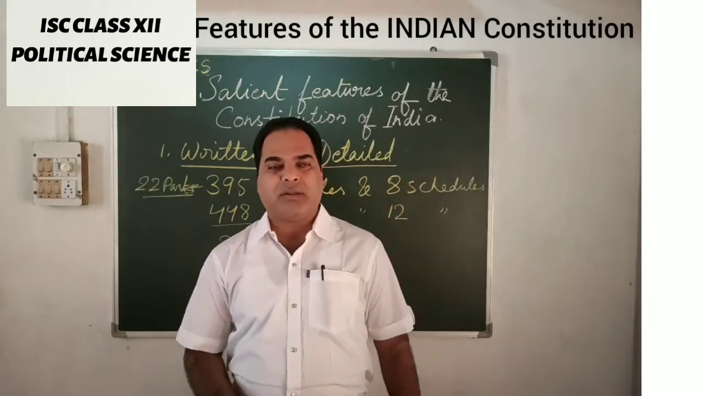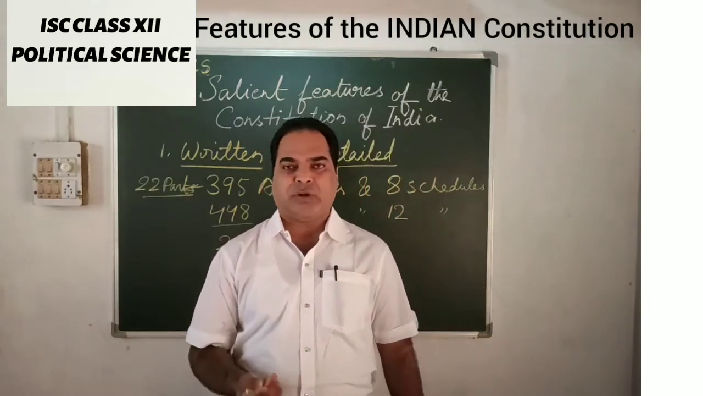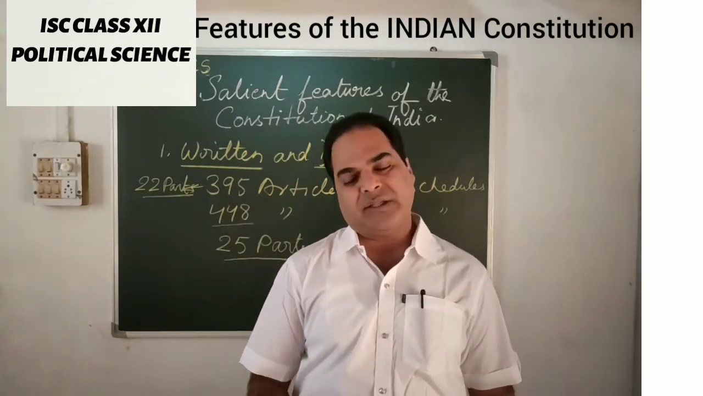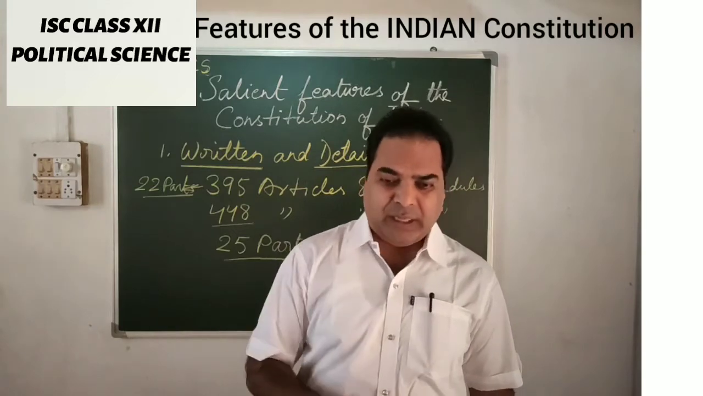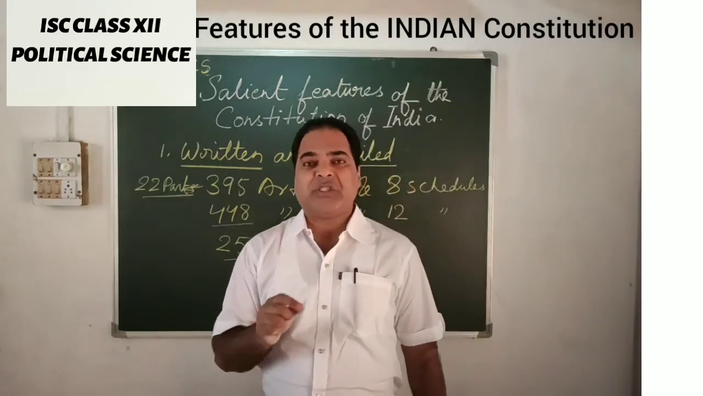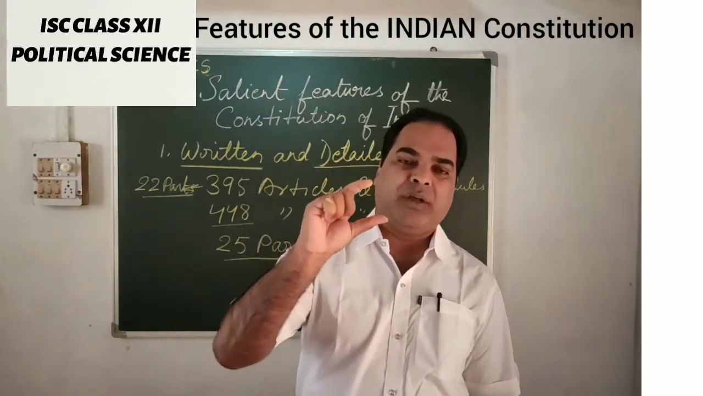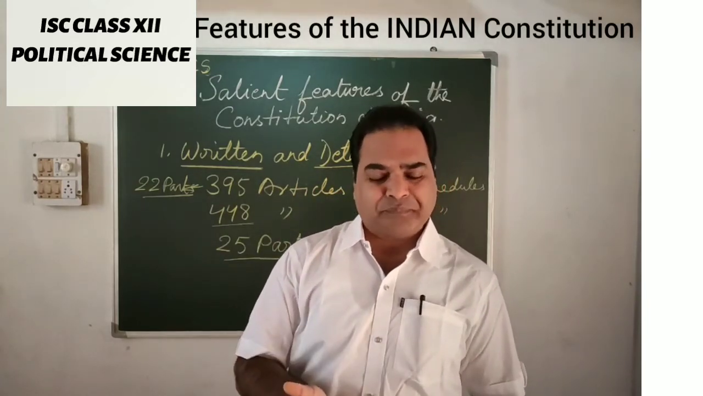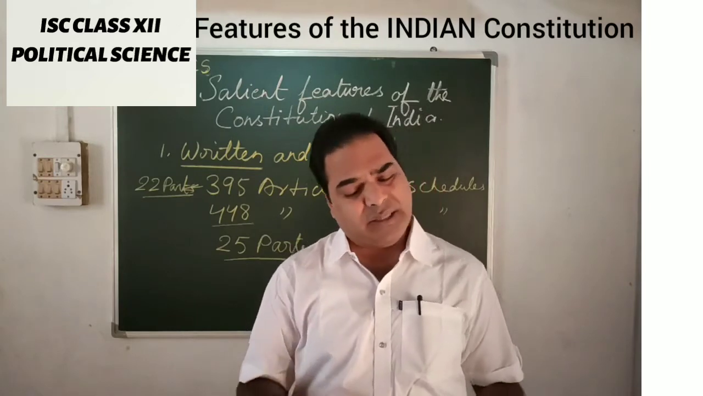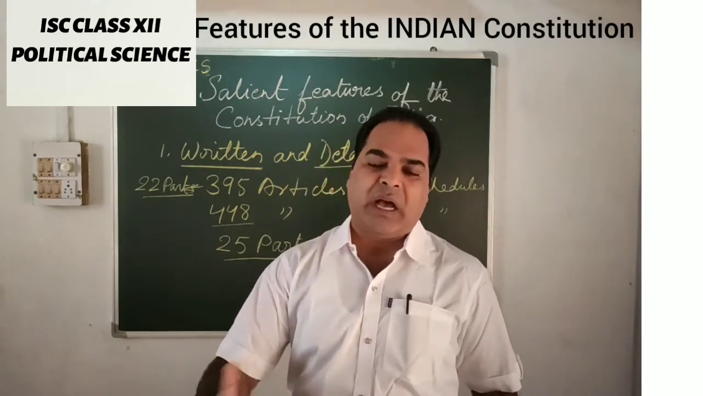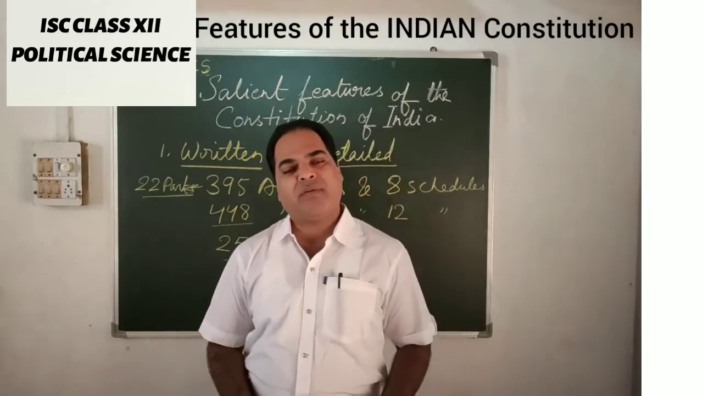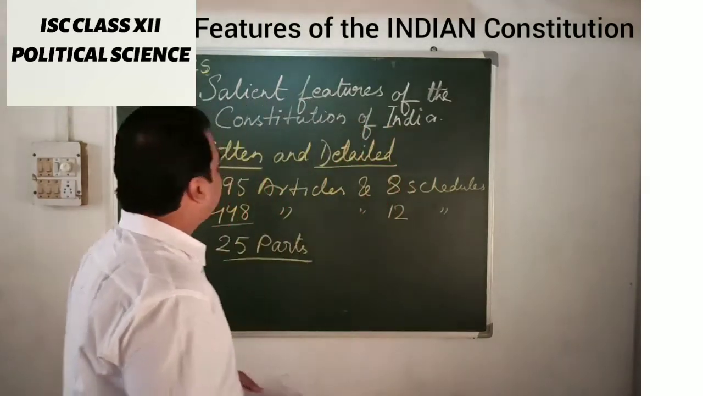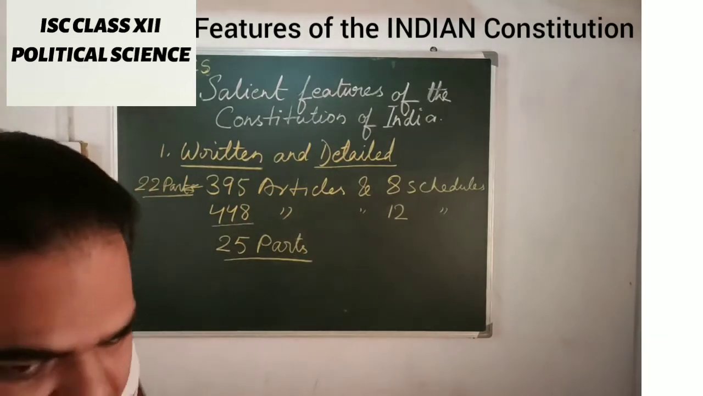Why is it called written? Because there are two types of constitution: written constitution as well as unwritten constitution. We have a written constitution because our constitution is in the form of a book, which we can see, which we can carry, which we can see whenever we require. But unwritten constitutions are in the form of agreements and conventions. So this is all about the written constitution. Next we'll be discussing the next feature.